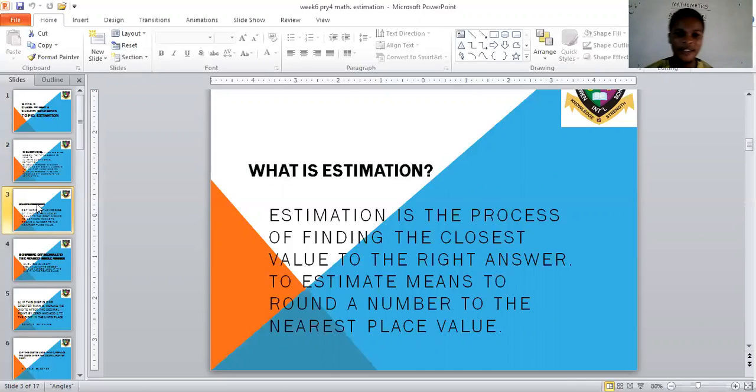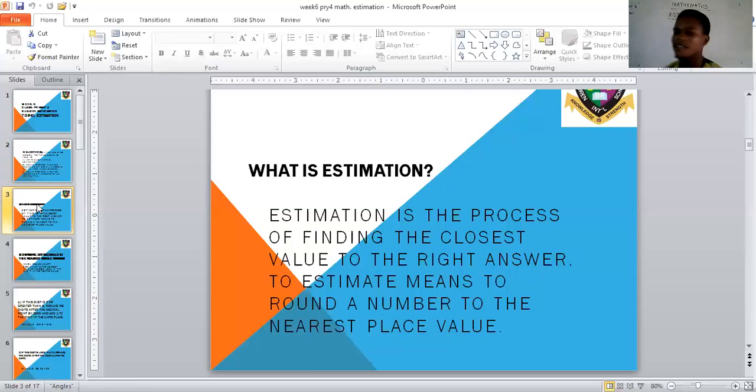Others say, to estimate means to round a number to the nearest place value. Again, to estimate means to round a number to the nearest place value. Now, the question is, how do you round up a number to the nearest place value? Or how do you find the closest value to the right answer?